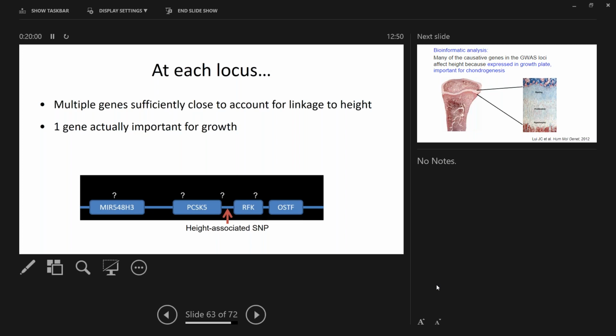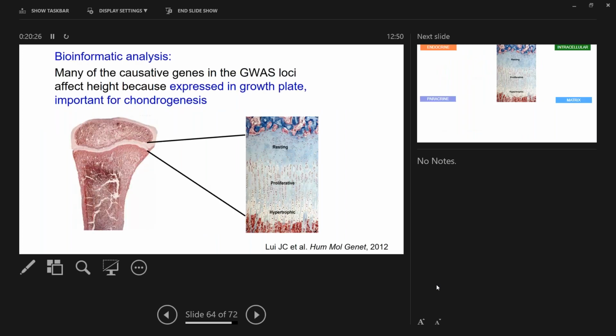So to try to tease that out, we did a bioinformatic analysis where we gathered all the genes in the skeletal dysplasia network and all genes in the MGI, so in the mouse genome phenotype database, that has the growth phenotype. And then we combined that with our own gene expression data of genes that are expressed in the growth plate.